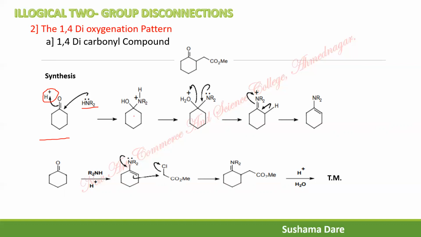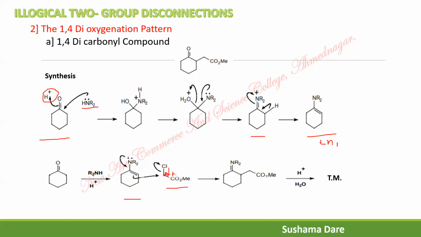After this, there is a removal of water molecule. It gives this compound, and then after tautomerization, it gives an alpha beta unsaturated amine. We call it an enamine. So this is the enamine reaction. After getting the enamine here, it is treated with the alpha haloester. Now there is a partial plus sign here. So this acts as an acceptor.